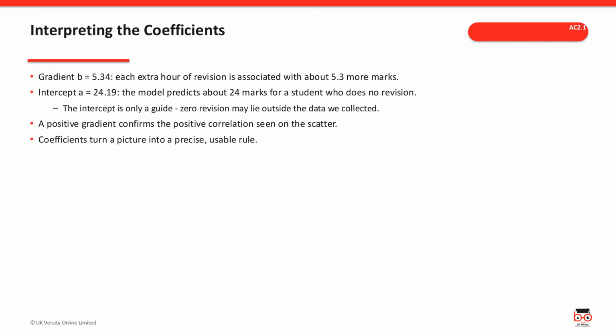Let's translate those numbers into plain English. The gradient of 5.34 says each extra hour of revision is linked with roughly 5 more marks. The intercept of 24.19 predicts about 24 marks for a student who does no revision at all, though take that with a pinch of salt, since 0 hours may sit outside the data we actually collected. A positive gradient simply confirms the upward trend we saw on the scatter. Coefficients turn a picture into a precise, usable rule.